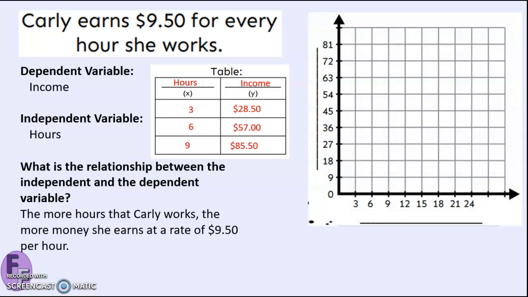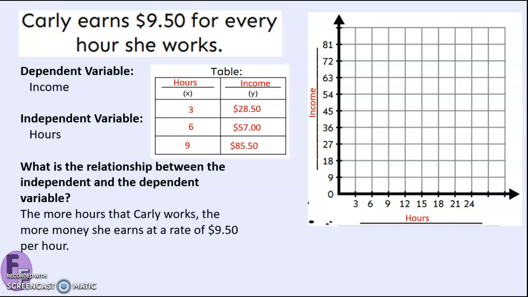First step is to identify the X and the Y-axis. The X-axis is always going across the bottom. It is the horizontal line. So that is our hours. The Y-axis is always the vertical axis and our dependent variable of income.